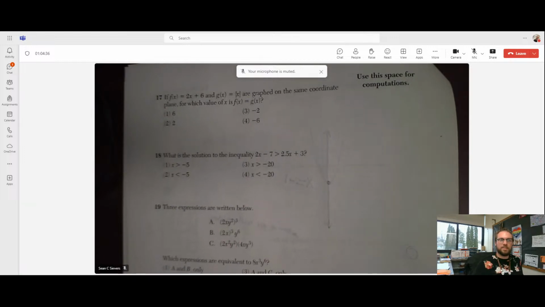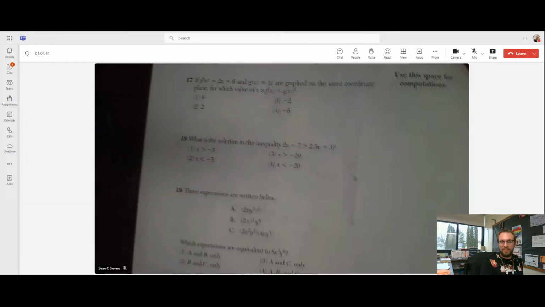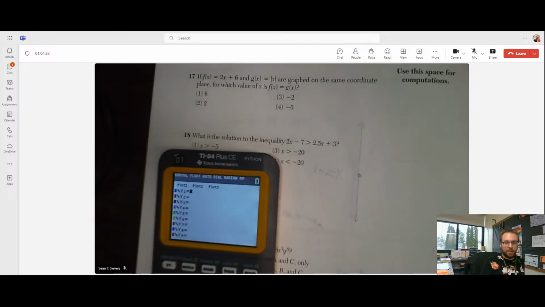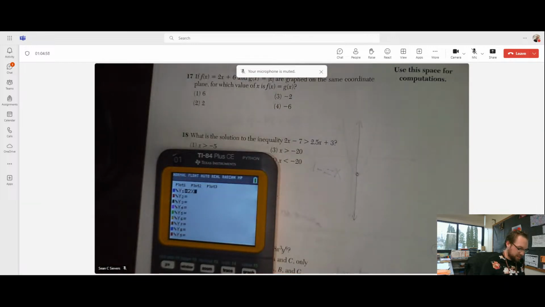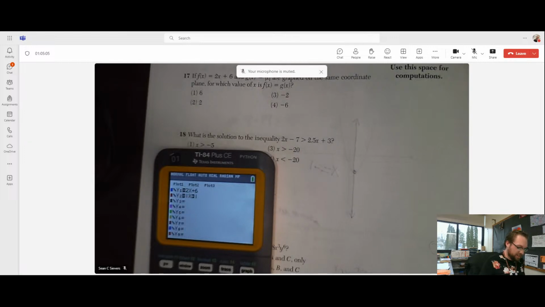If we think about this in terms of y equals, f of x and g of x are really the y values of each of those functions. So I want to find the x value when our y values are equal to each other. I'm going to go right back to my calculator and type both of these functions in. So I have 2x plus 6, and I have the absolute value of x. Again, we're trying to find when the y values are going to be the same.